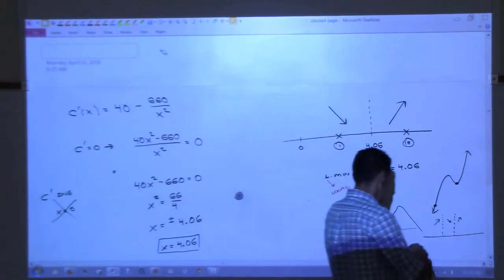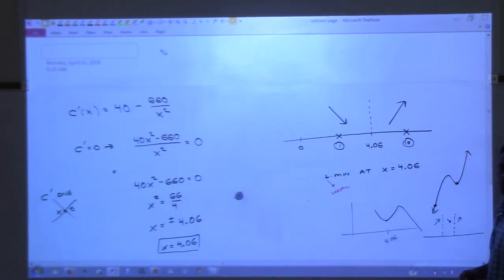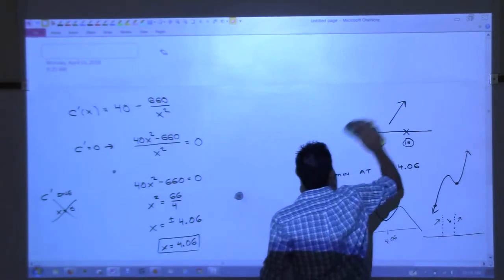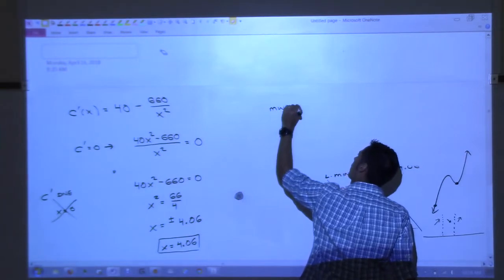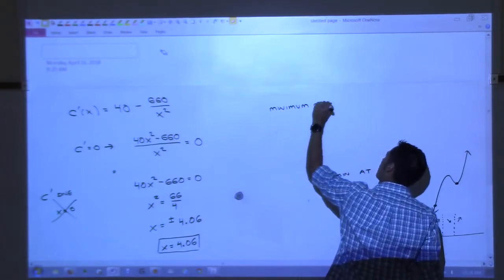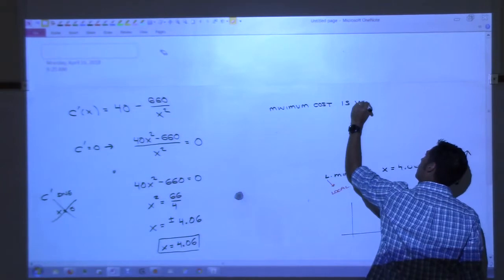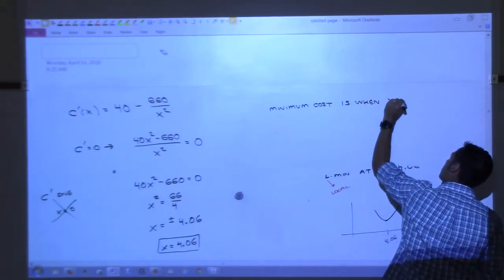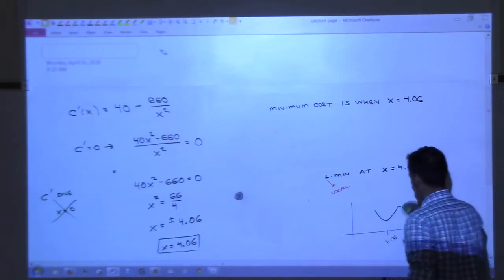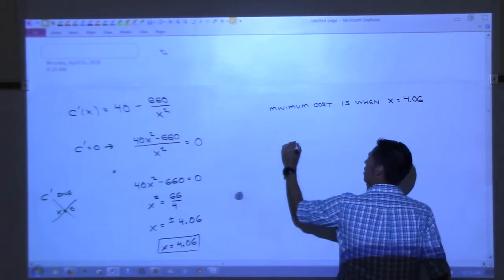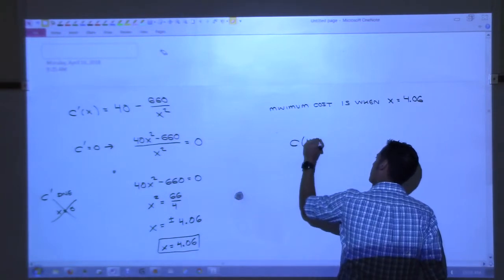All right, shall we continue? We're not done. We just know that this is now a minimum. So we have a minimum cost here. So the minimum cost is when x equals 4.06, right? What is the cost at 4.06?